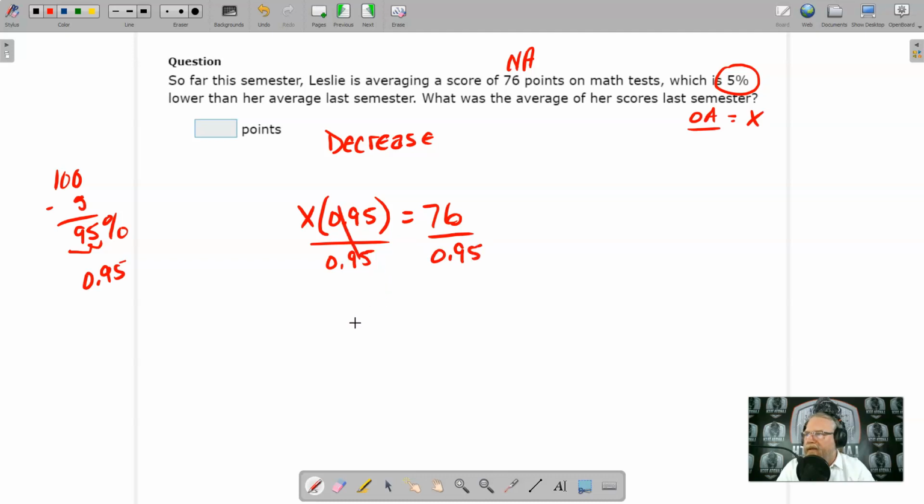The 0.95 is going to cancel, leaving us with x. And 76 divided by 0.95 gives us an answer of 80. So she was averaging 80 points. She's now averaging 76. And that's just a little bit lower, right? 5% is just a little bit of a decrease. So again, the answer definitely makes sense.